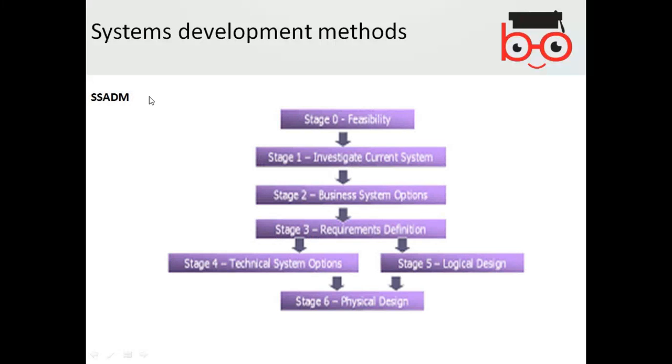SSADM has stages like stage 0, where feasibility is checked, then stage 1, investigate current system. Other stages are business system options, requirements definition, technical system options, logical design, and physical design. So in every system, the structured method is based on certain steps. Whatever steps they advise, they have some concerns about why they are trying to adopt it.